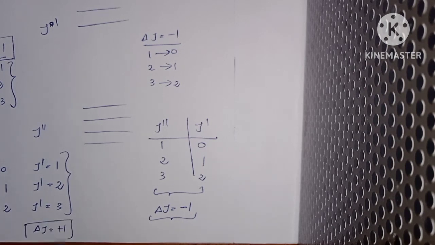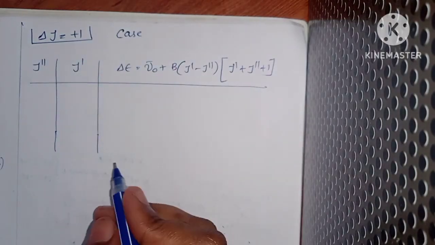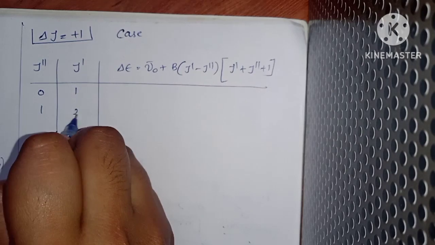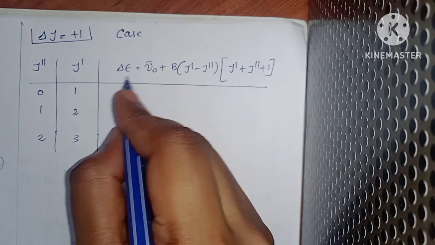So first we are considering what if delta J is equal to plus 1. So case 1 is delta J equal to plus 1. For plus 1 it will be 0 to 1, 1 to 2, 2 to 3. This will be the transition. Now we have to find delta E.